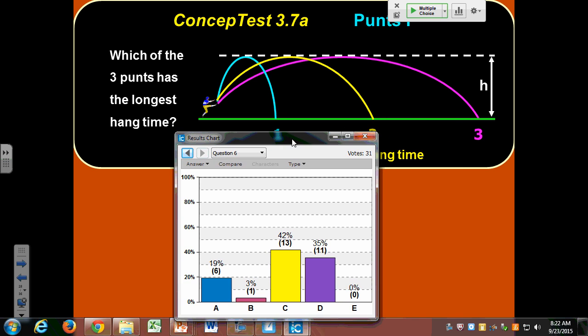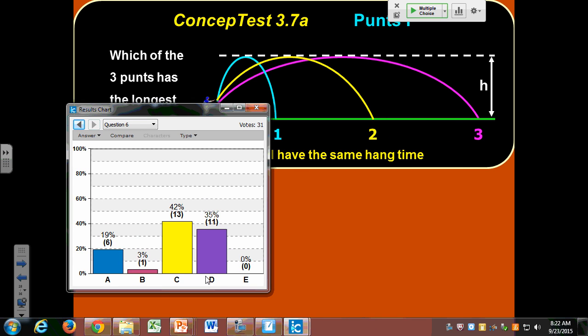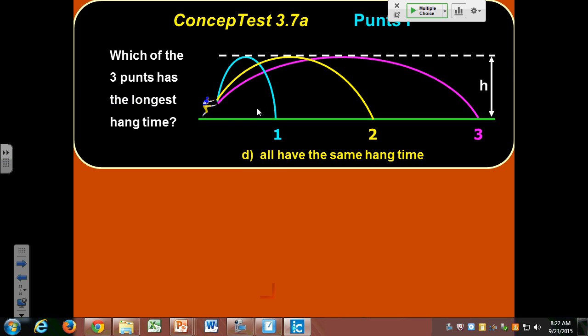Okay, we're sort of all over the board, but D is the right answer because remember, guys, what governs the time that it's in the air? What motion? The X or the Y motion? The Y motion. So if you have the same height on all of these, that means that they're in the air the same amount of time. So D is the right answer here. They all have the same hang time because they all go to the same height.